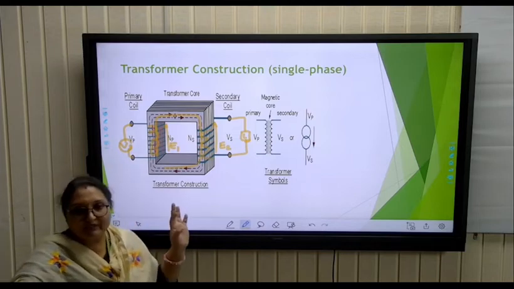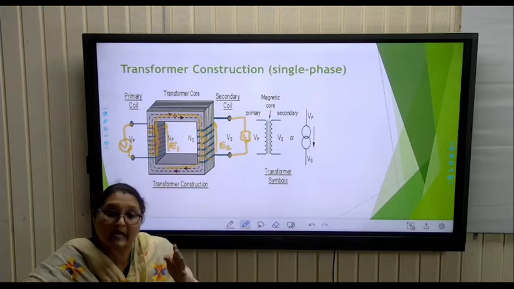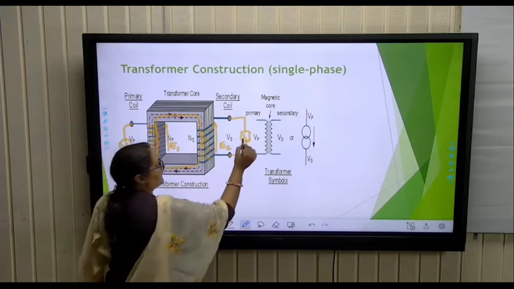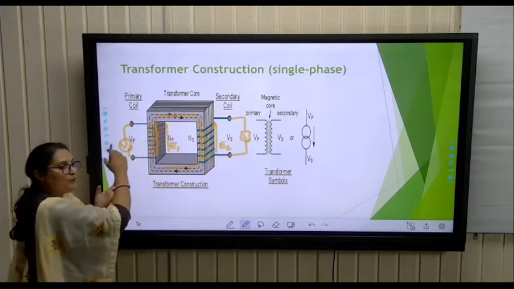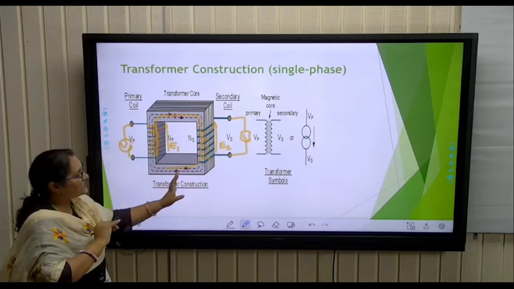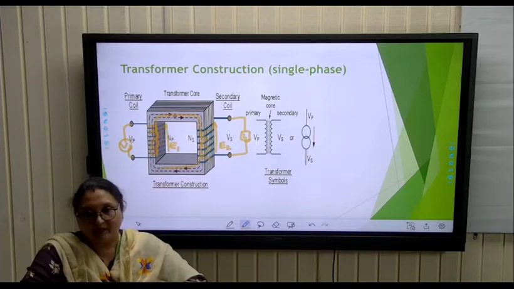In its definition I mentioned that the transformer is also used as an isolating circuit. Isolating circuit means this part is your low power circuit and this part is your high power circuit. So this core is like a mediator and it is isolating both the circuits. Fine.